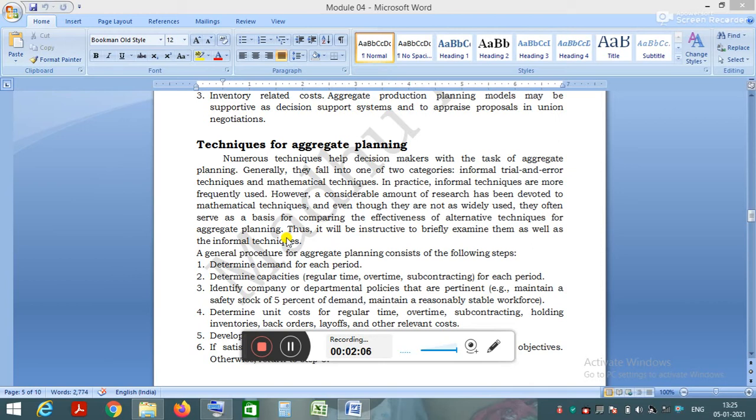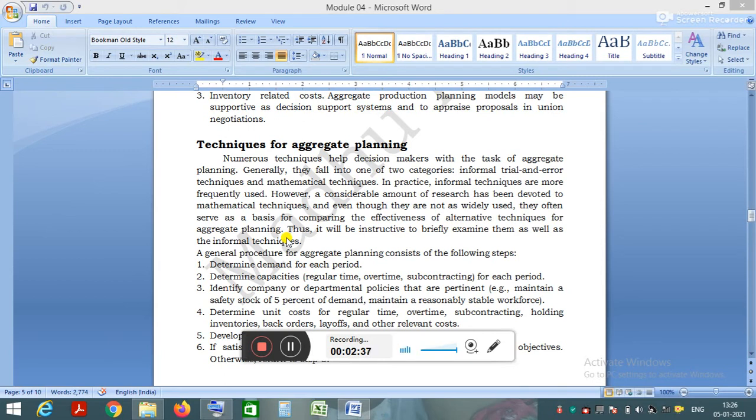Then what are the techniques which are followed in aggregate planning? Numerous techniques help decision makers with the task of aggregate planning. The decision makers follow different types of techniques, and all these techniques mainly fall into two categories. The first one is informal trial and error techniques. The second one is the mathematical techniques.